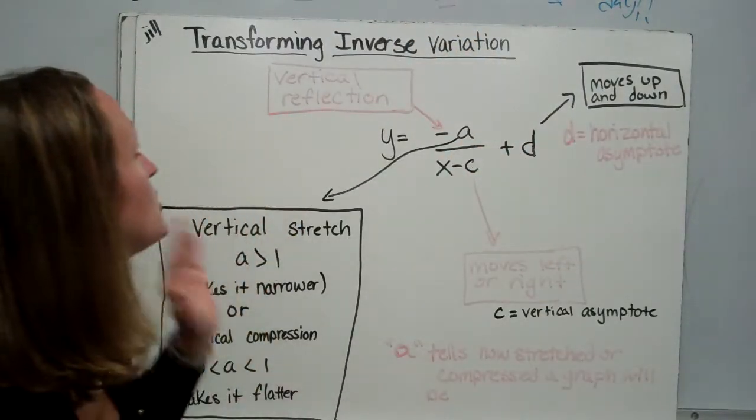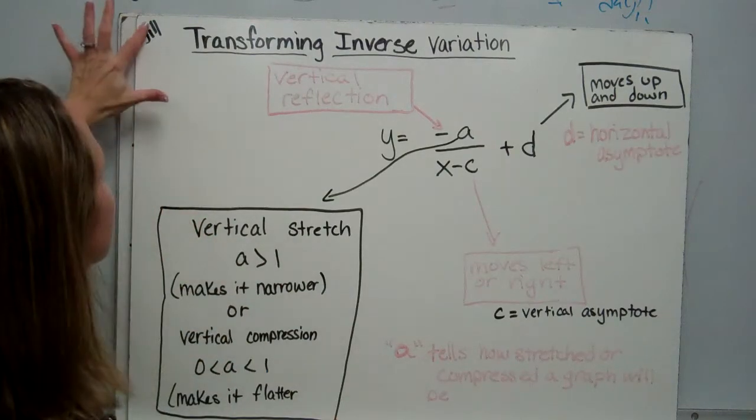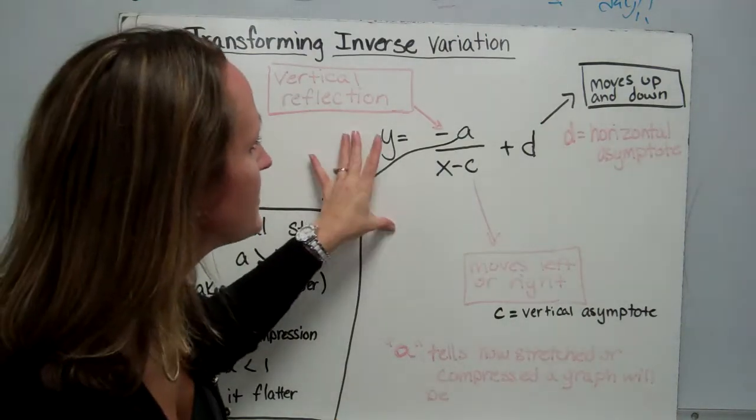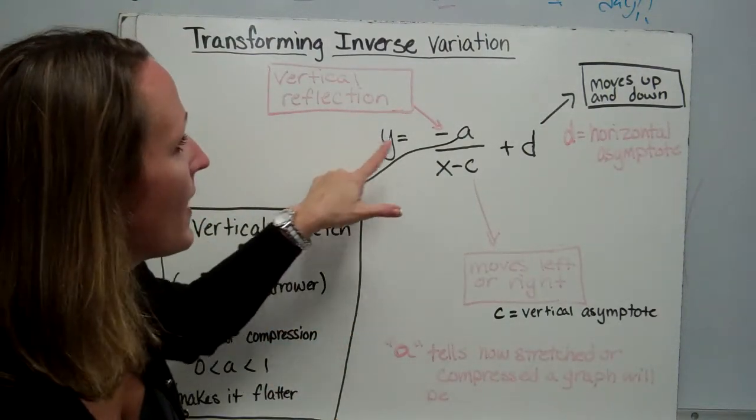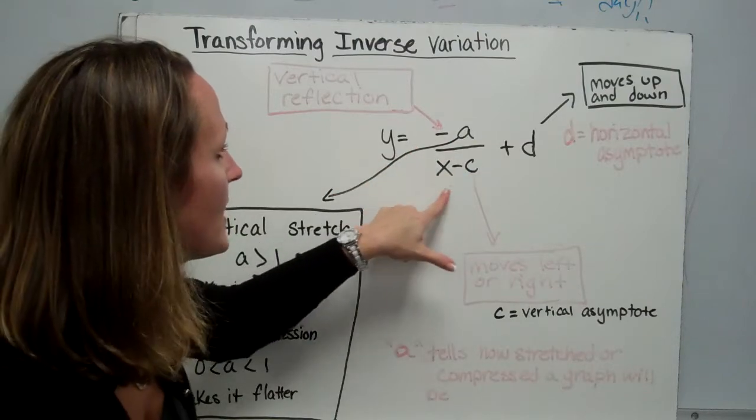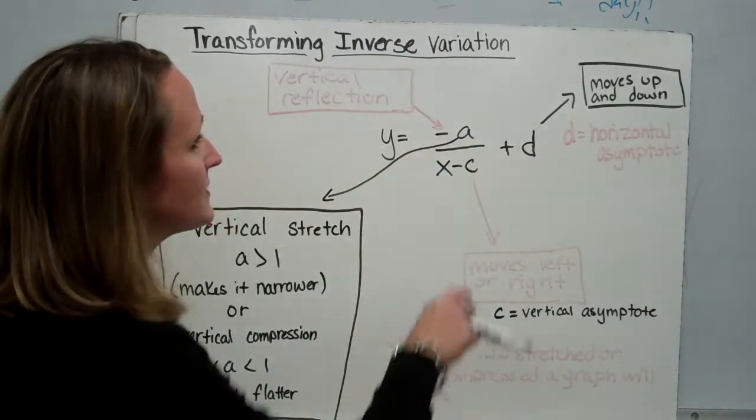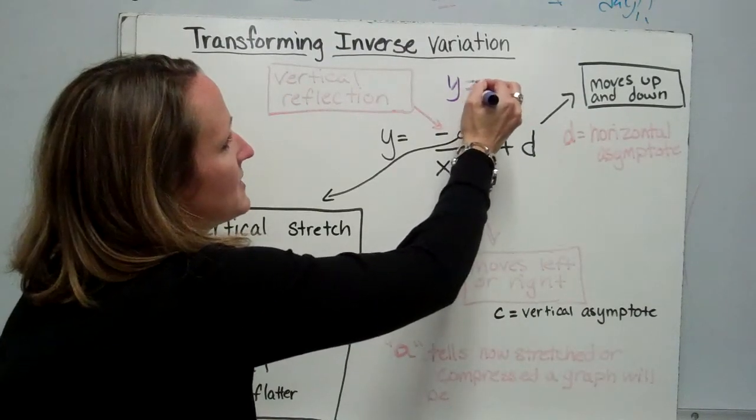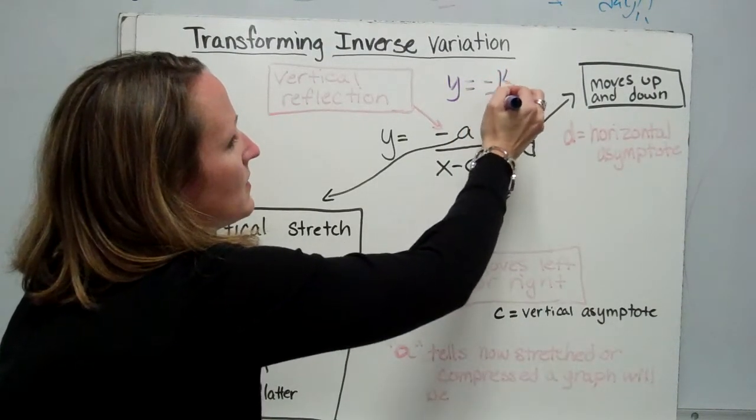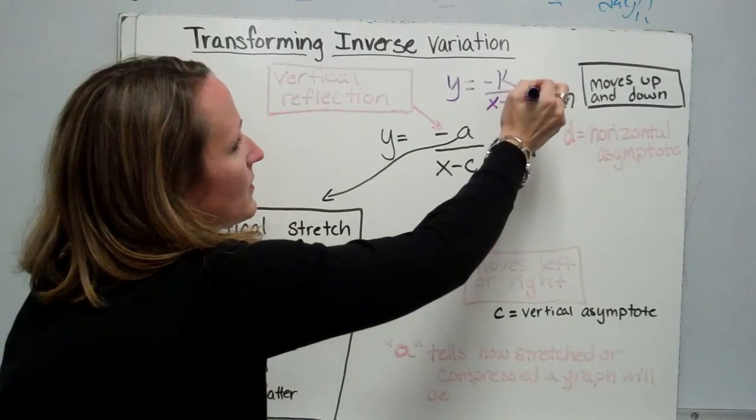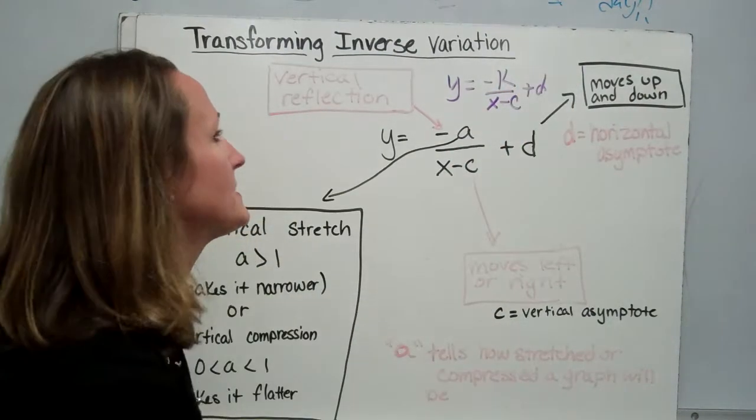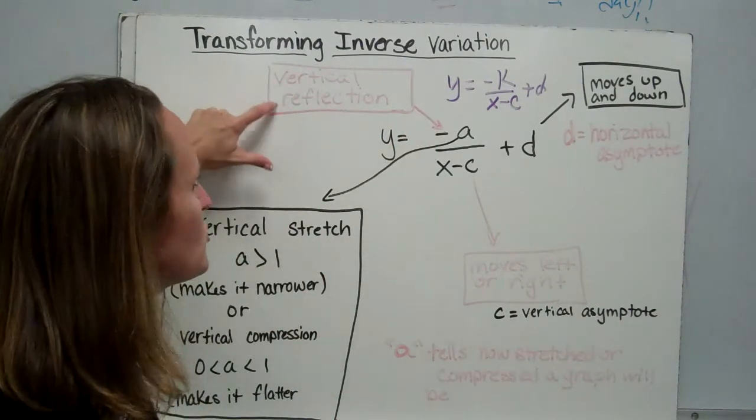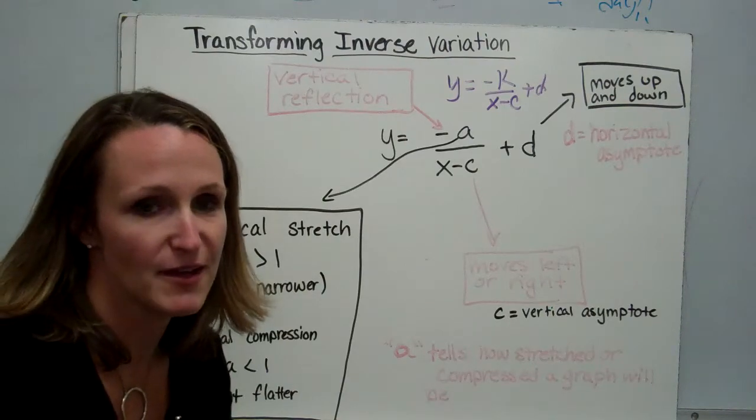Okay? Transforming inverse variation. So here's our generic equation when it's transformed: y equals negative a over x minus c plus d. And sometimes we could change that a to a k, but a is what we've seen on other equations, so I put it back as a. Now, what do they all mean? Well, that negative tells us vertical reflection, just like it has in every other equation.